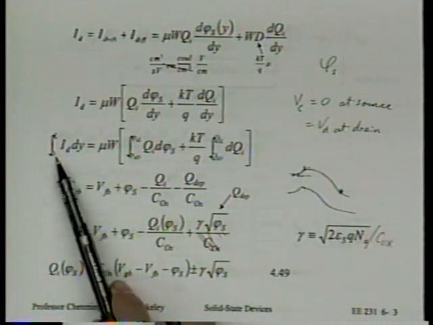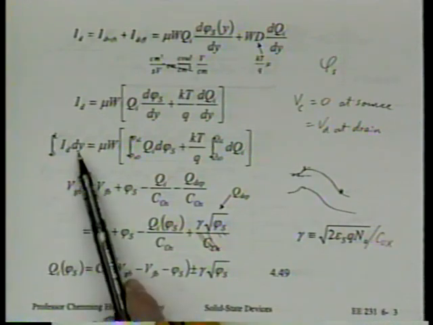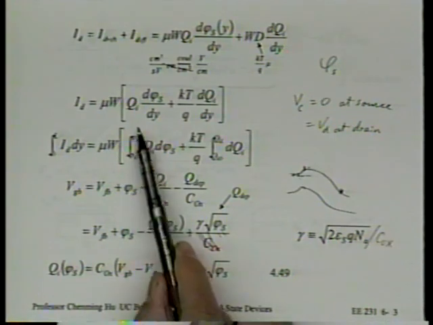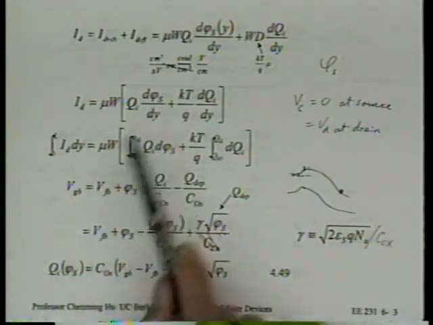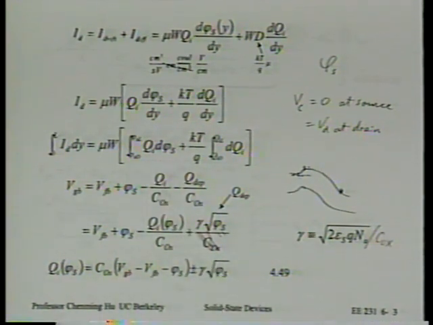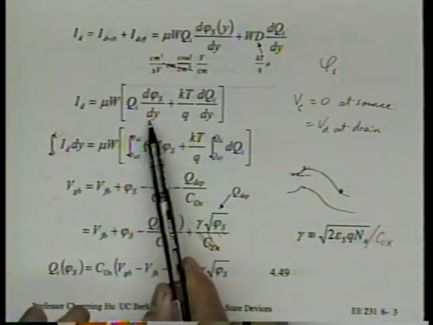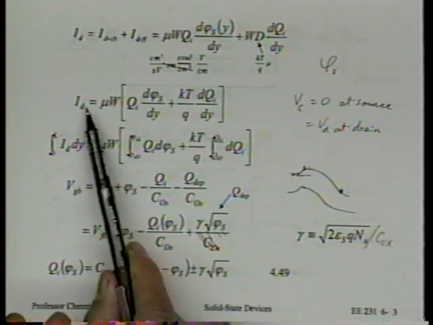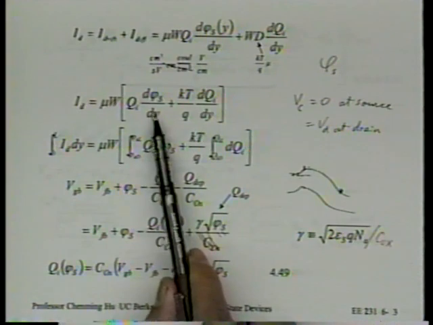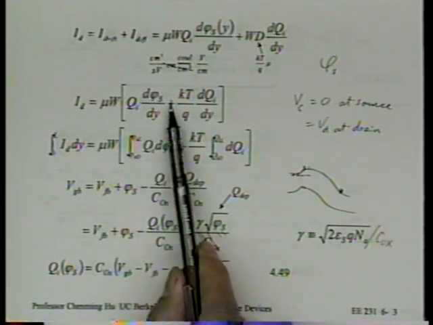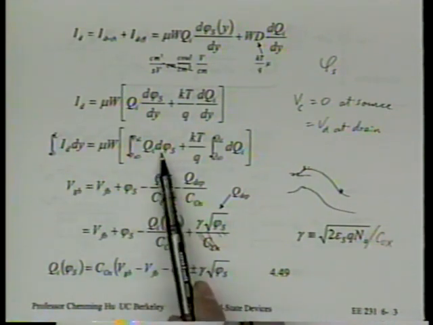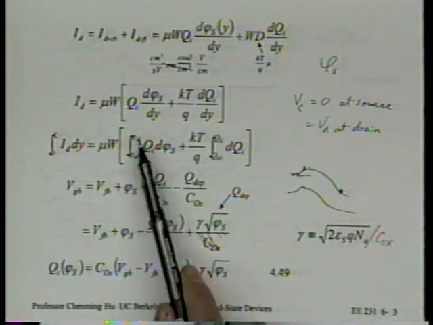The left-hand side we integrate between source and drain, 0 to L, with respect to y. On the right-hand side, we integrate with respect to phi. Here's the phi S. The first term we integrate with respect to phi S. Put another way, we have multiplied dy to both the left-hand side and the right-hand side, so the right-hand side becomes Qi d phi S plus kT over q dQi. So let's first look at the integration of d phi S between source and drain.